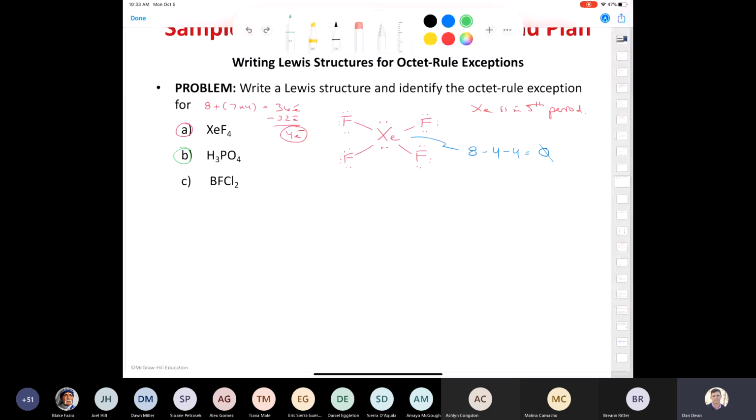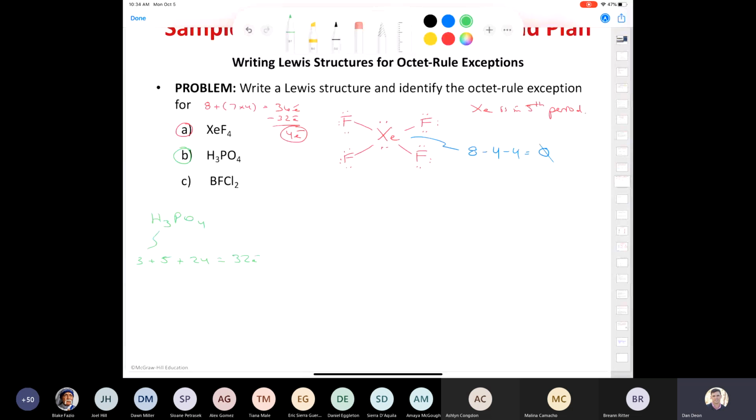Let's give the next one a try. H3PO4. That's phosphoric acid, right? I asked you to memorize that acid. Was anybody able to calculate all the valence electrons in H3PO4? How many total there are? We got 3 plus 5 plus 24. Sorry, I'm slow in my math today. That gives us 8 plus 24, that gives us 32. 32 valence electrons. All right, there we go.